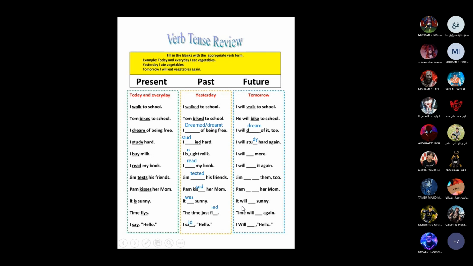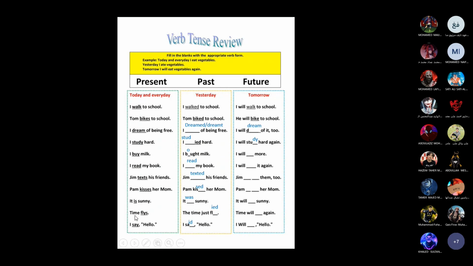That's why we say verb to be. When I ask you, what are the verbs of to be? You say am, is, are in the present, was, were in the past. So what is the main form? It is be. So you say it will be sunny.